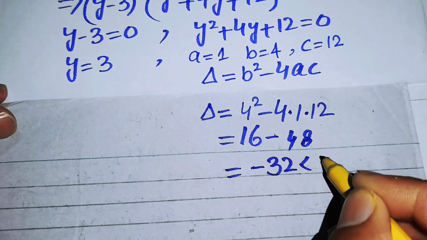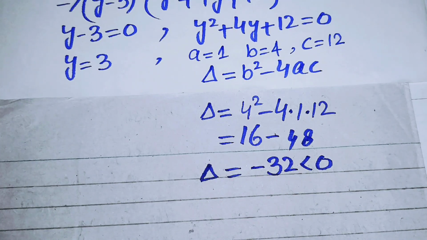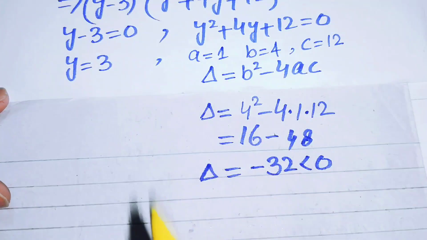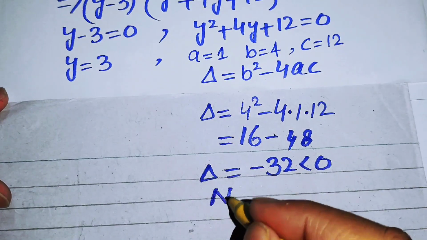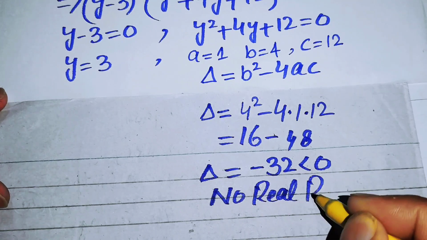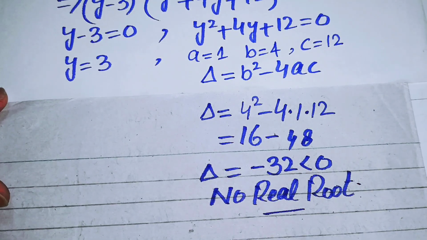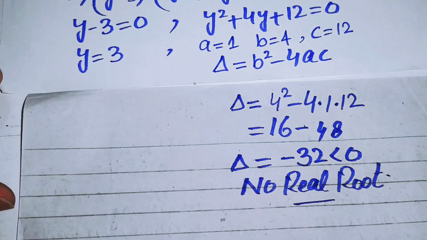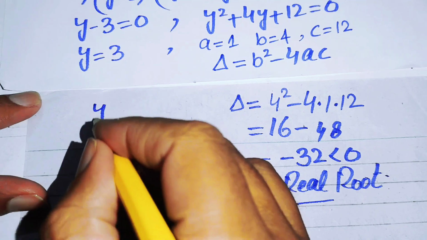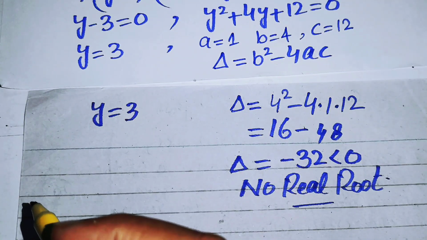Here you see that it is less than 0, and we know that if delta is less than 0, then this quadratic equation has no real root. If it has no real root, then we will just reject this case, because we will proceed with this question on the real roots. So now we can proceed with this root only, and here you have y equals 3, and now we will back substitute the value of y.